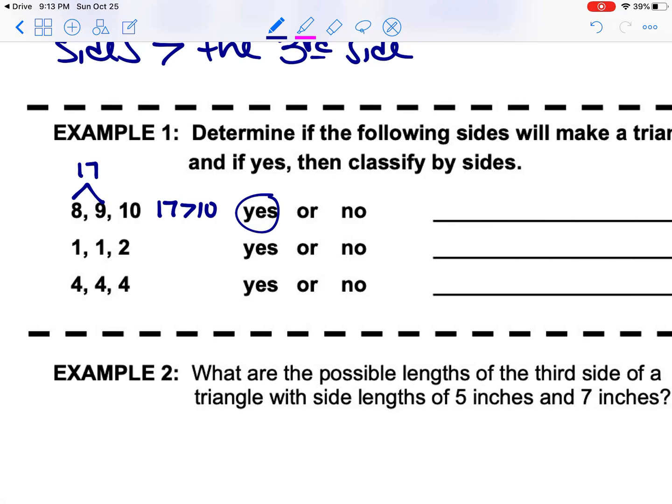Then we have to classify it by its sides. Well, remember, in order to classify it by its sides, we have the three categories. Scalene, which means all sides are different. Isosceles, two sides are the same. And equilateral, all three are the same. So if we look here at these three different sides, 8, 9, and 10, all three are different, making this a scalene triangle.